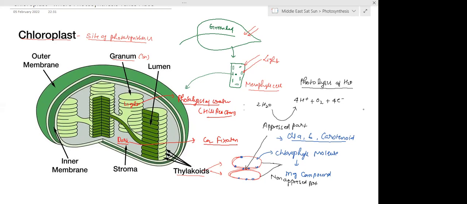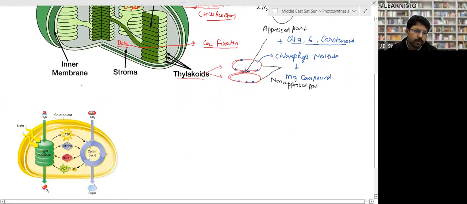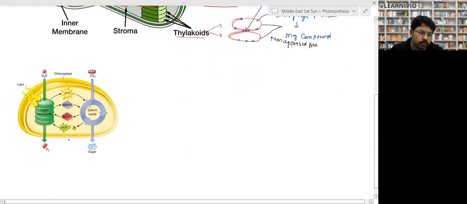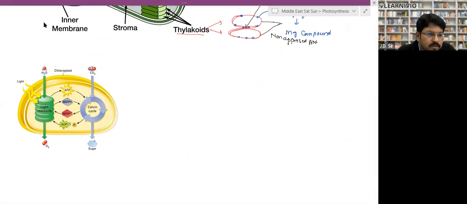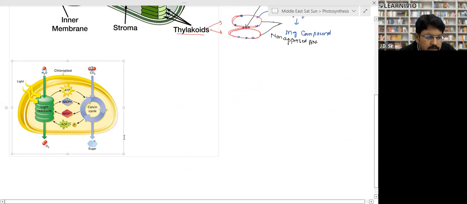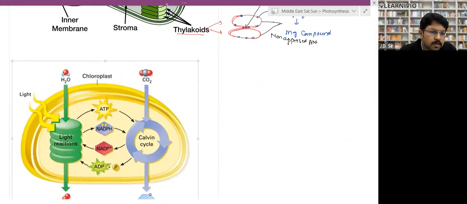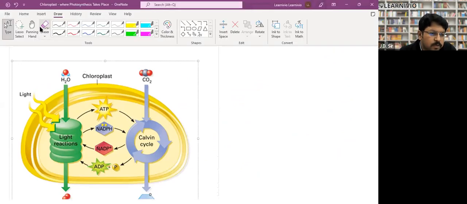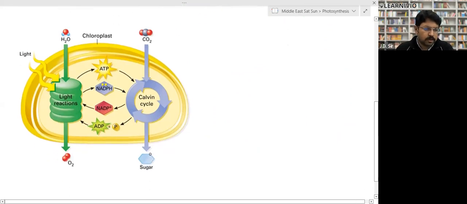So look, I hope you people have taken this screenshot. The same thing is explained over here, what I told you. The light reaction takes place in grana. Let me make this diagram a bit larger. The same thing that I have explained to you is mentioned over here. Look here, the light falls on the grana.